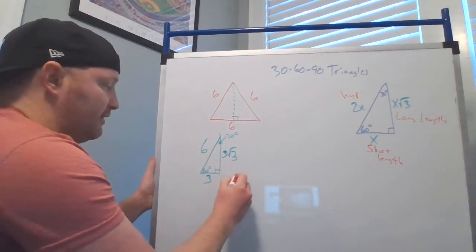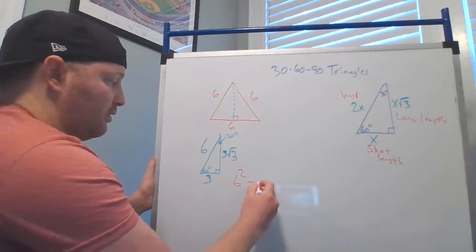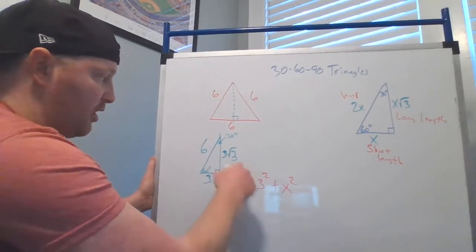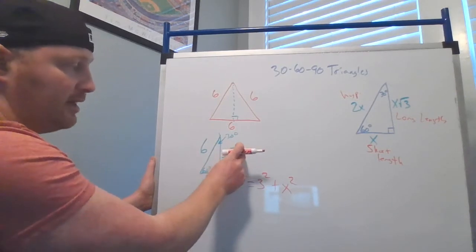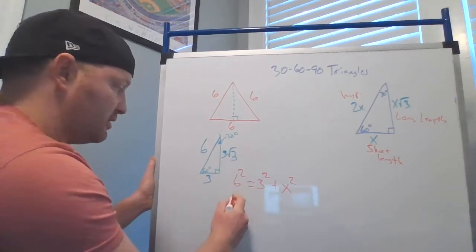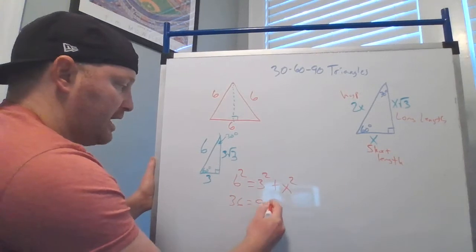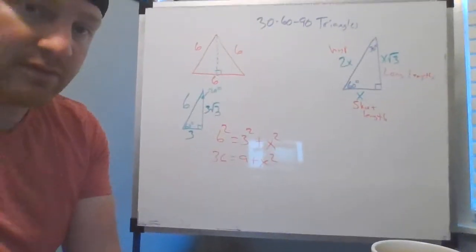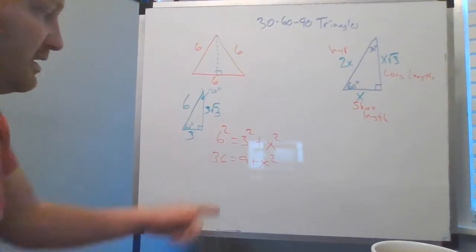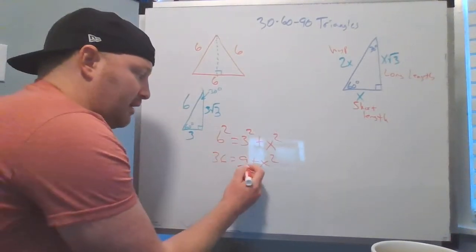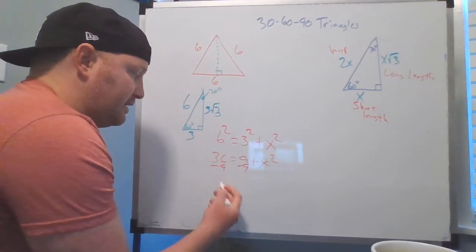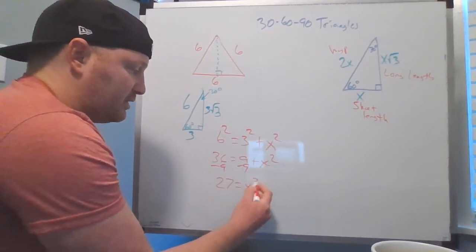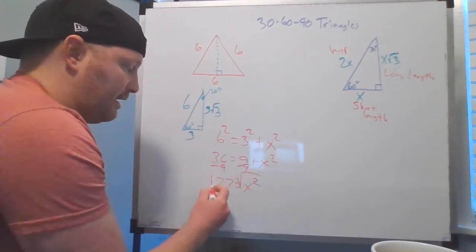So I'm going to have 6 squared equals 3 squared plus, let's call this x squared, because we don't know what this length is yet, even though we know it's going to end up just like this. So let's do this. 36 equals 9 plus x squared. We can all see this, I think so. All right, that's 36 equals 9 plus x squared, minus 9 from both sides. Now I'm going to get 27 equals x squared.